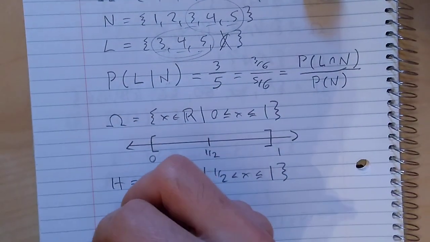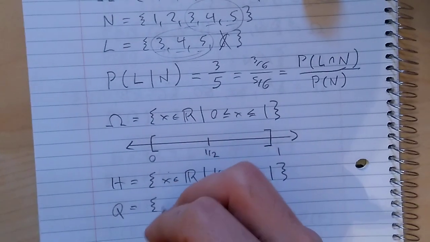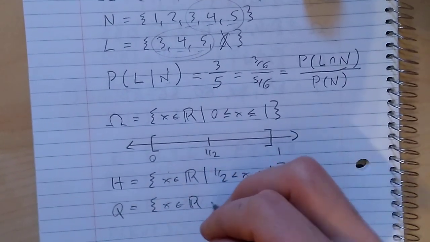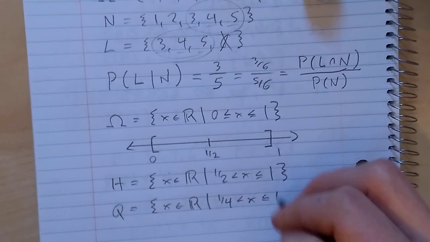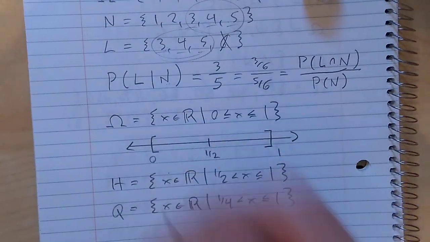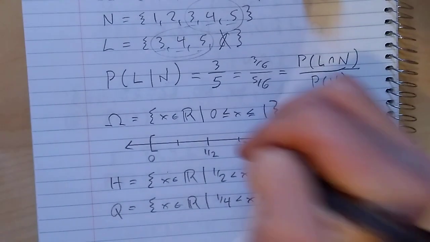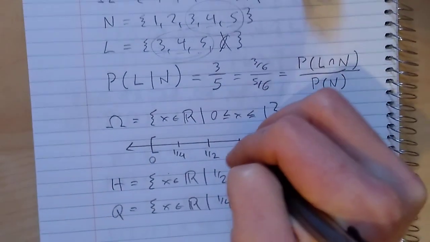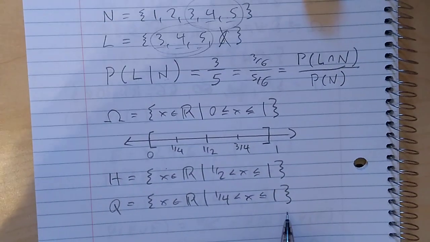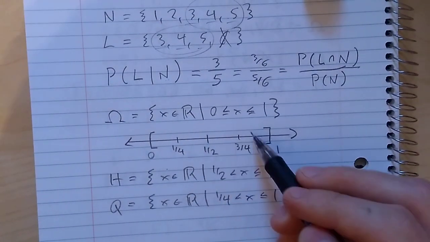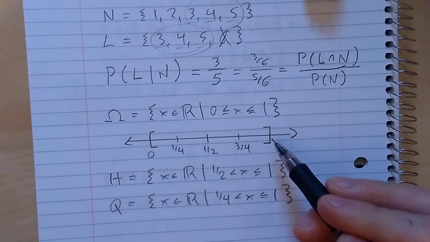And similarly, let Q be the event that the number I pick is bigger than 1/4. Again, I'm going to put little divisions here, 1/4, maybe even 3/4. If the event Q occurs, that means the number I picked was somewhere between 1/4 and 1, somewhere in here.